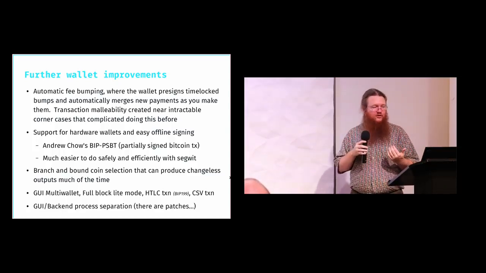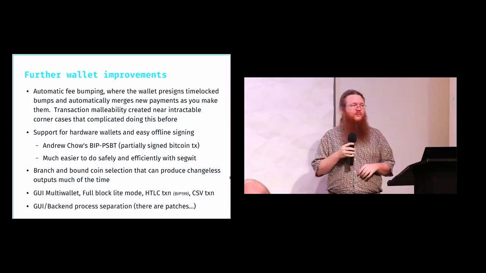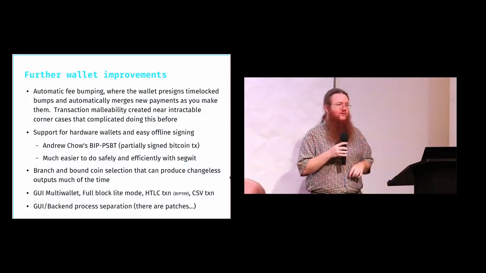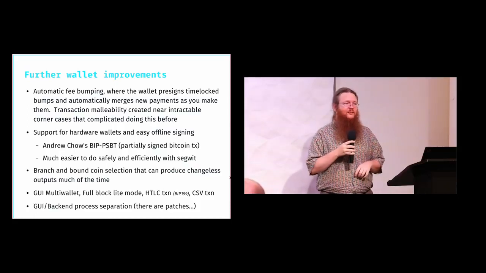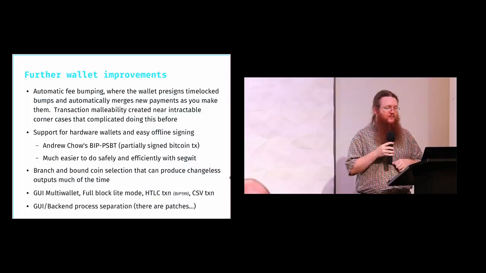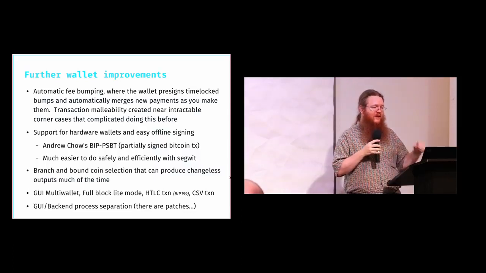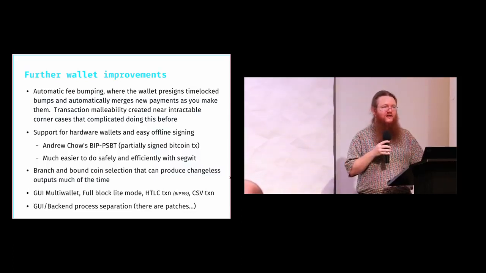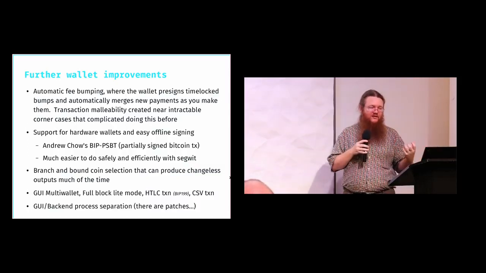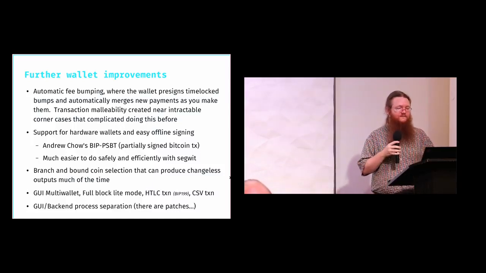There's support being worked on right now for hardware wallets and easy offline signing. You can do offline signing with Bitcoin Core today, but it's the sort of thing that even I don't love. It's complicated. Andrew Chow has a BIP proposal that was recently posted to the mailing list for partially signed Bitcoin transactions. It's a message format that can carry all the data that an offline wallet needs to sign, and also for hardware wallets. And the deployment of this in Bitcoin Core is much easier for us to do safely and efficiently with SegWit in place.